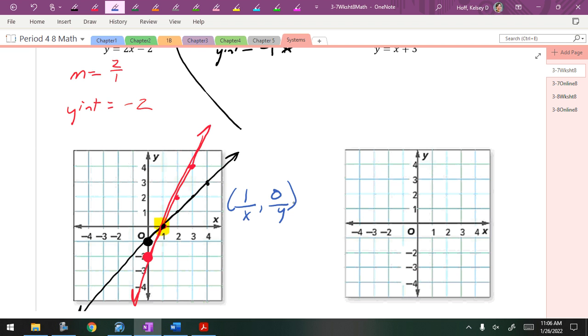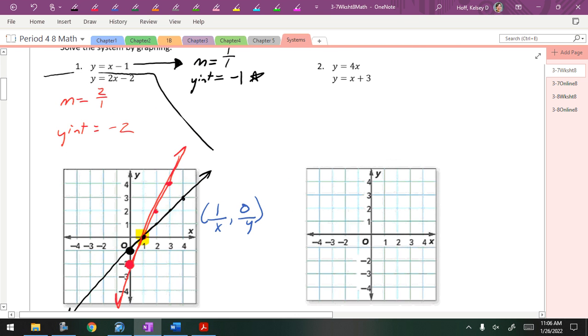Thoughts? Questions? Good so far? Okay, let's go to the one directly to the right. Y equals 4x. What's the first thing we ask ourselves? Is y by itself? Yes, y equals 4x. Y is by itself. Okay, what's my slope? What's my y-intercept?